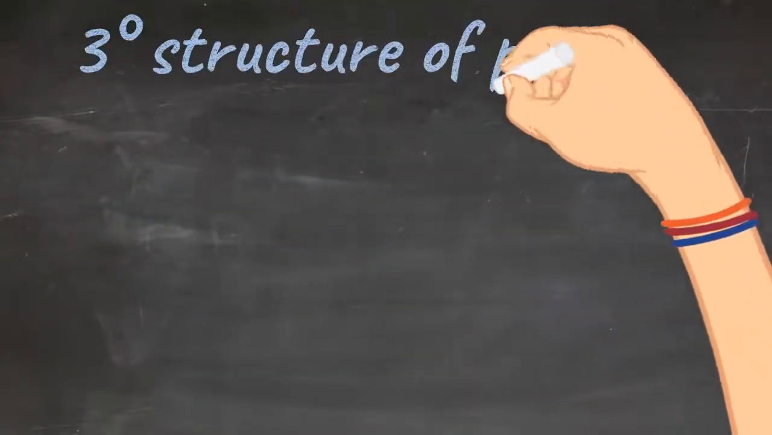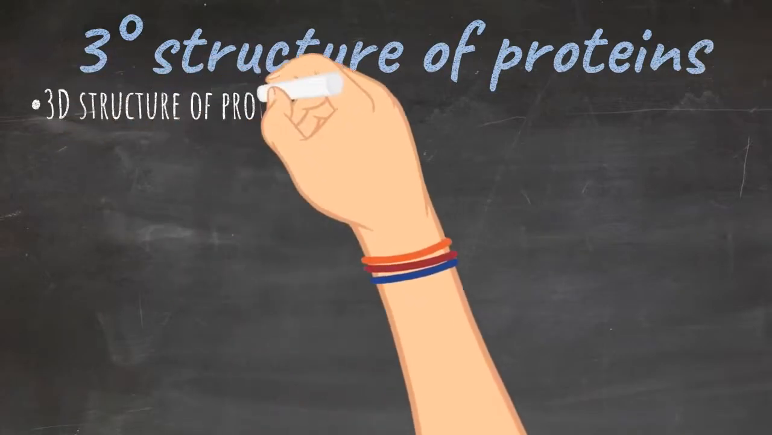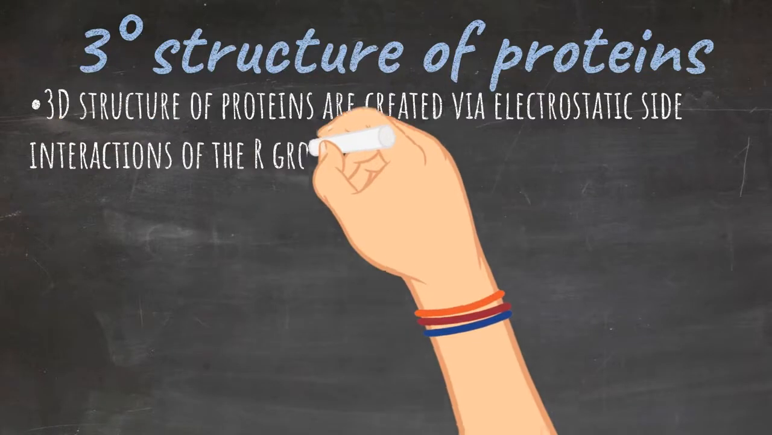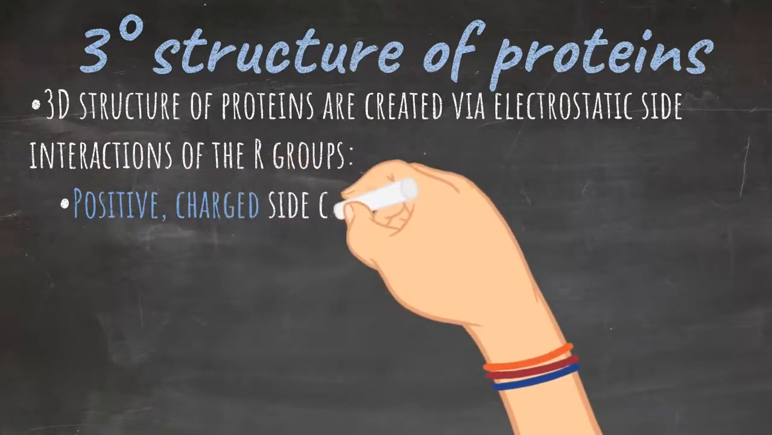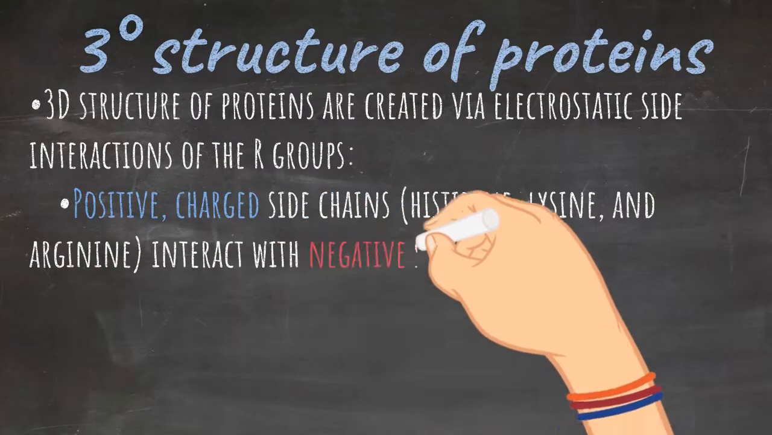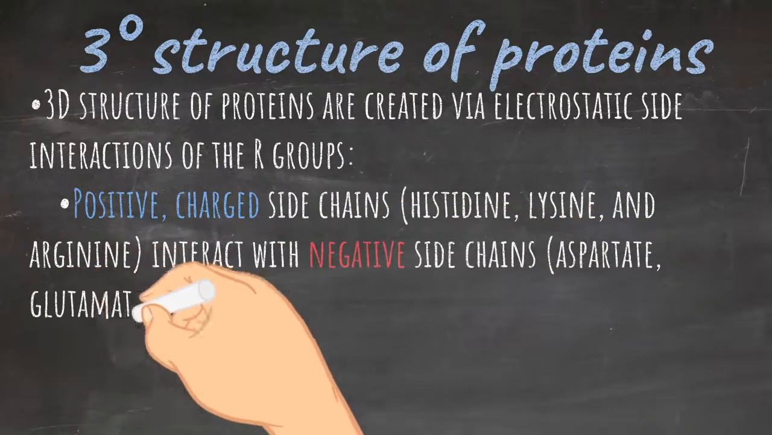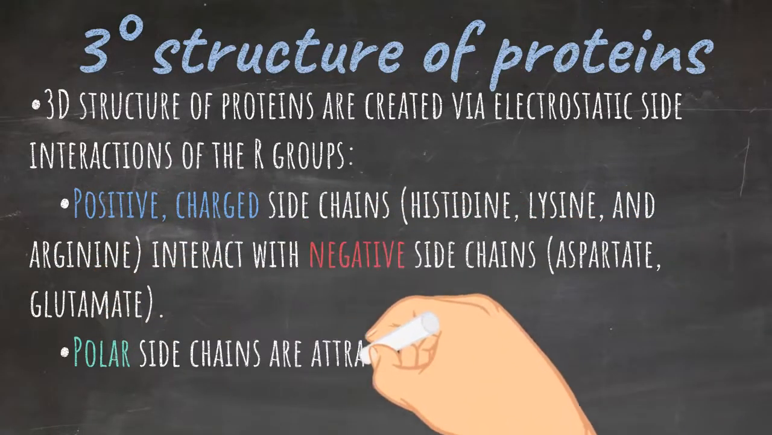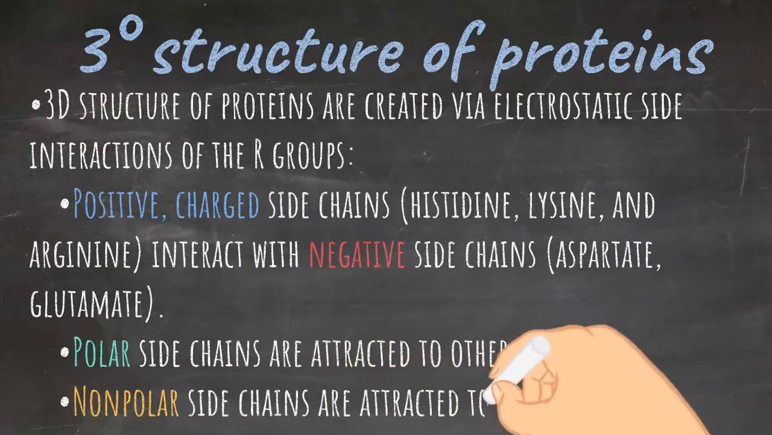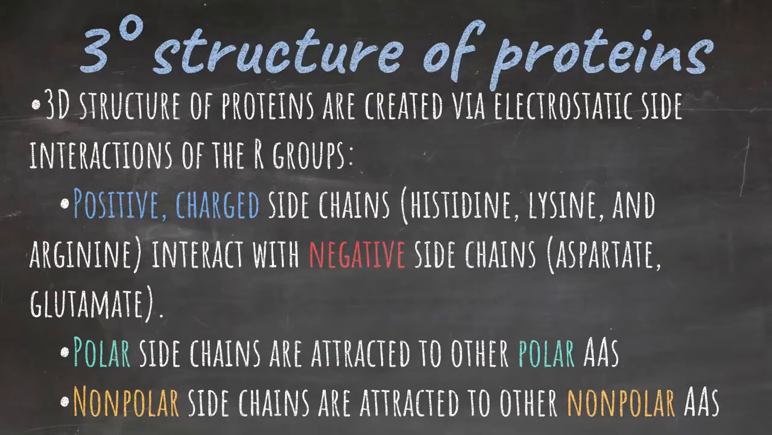The tertiary structure of proteins is essentially the 3D structure of proteins and is created via electrostatic side interactions of the R groups. So the positive charged side chains, such as histidine, lysine, and arginine, interact with negative side chains, so aspartate and glutamate. Polar side chains are attracted to other polar amino acids, and nonpolar side chains are attracted to other nonpolar amino acids.